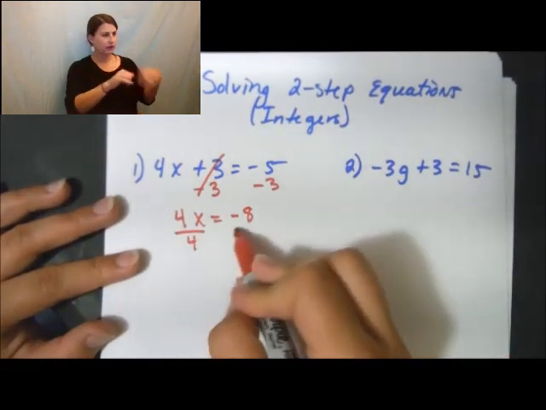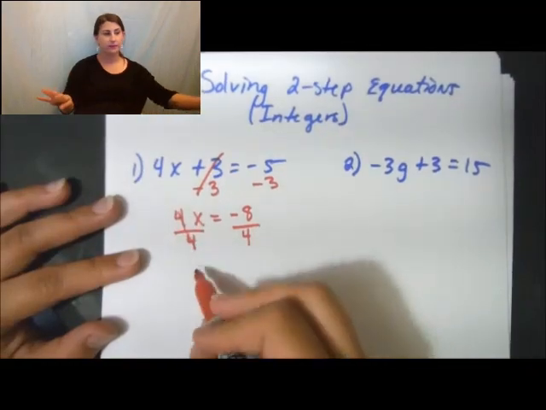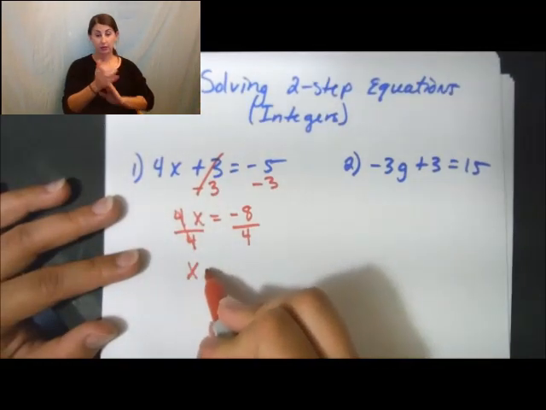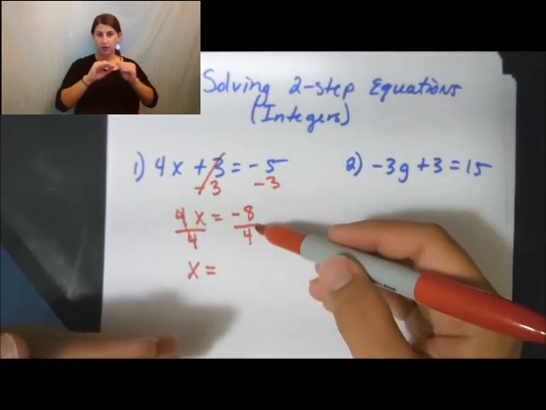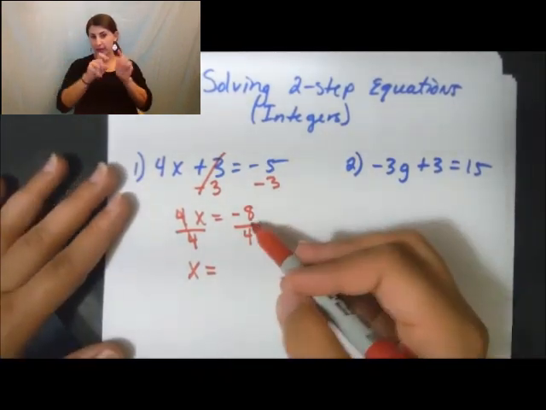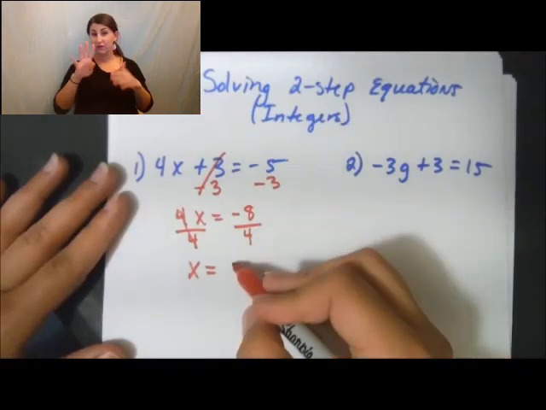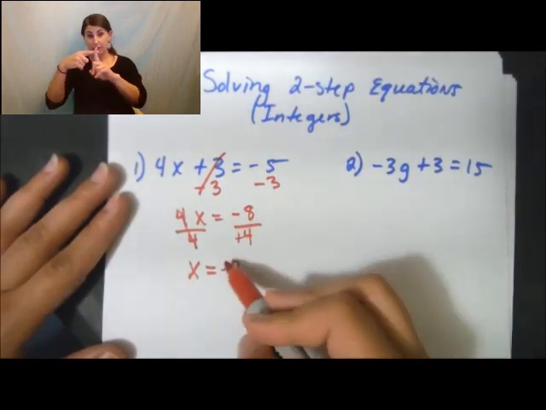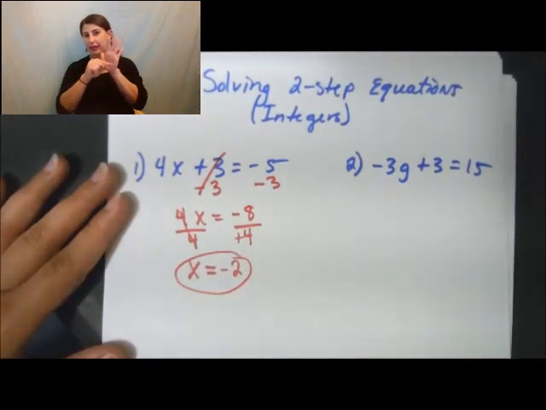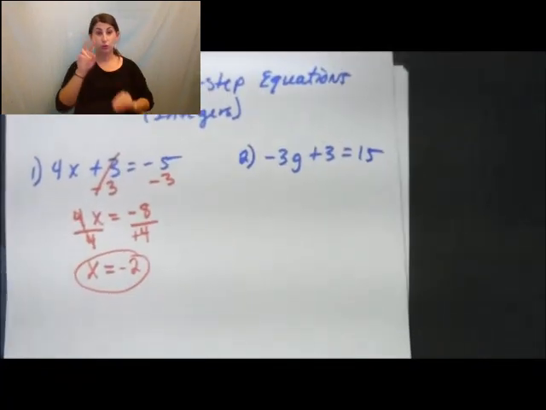Then I need to divide by 4. Divide by 4 turns into 1. So 1x equals... When I do this part, I like to do the numbers first and then think about the signs. So 8 divided by 4 is 2. And a negative divided by a positive is a negative. Okay.